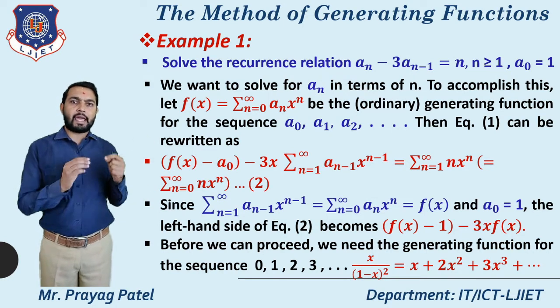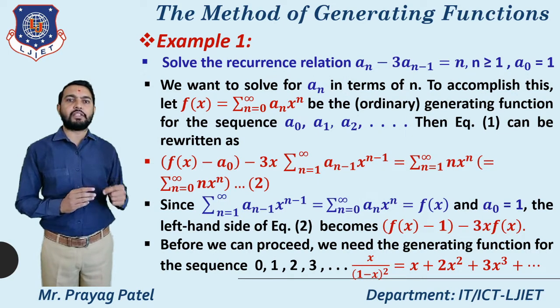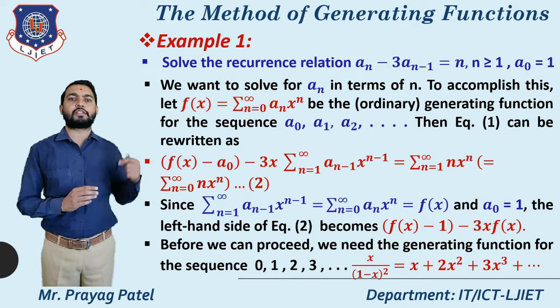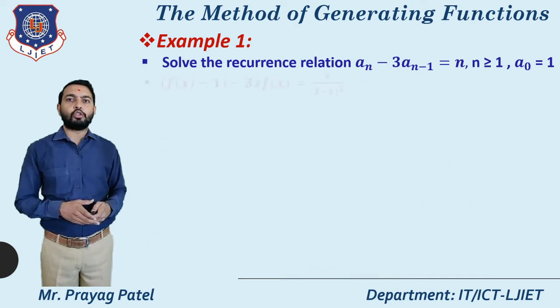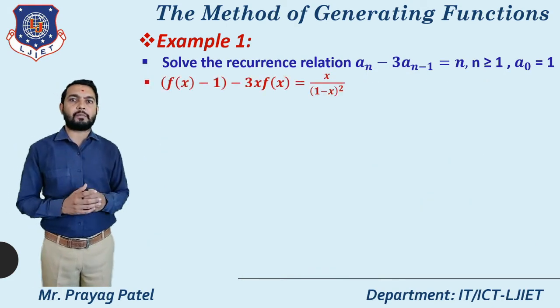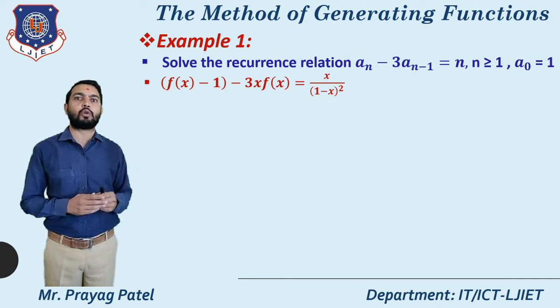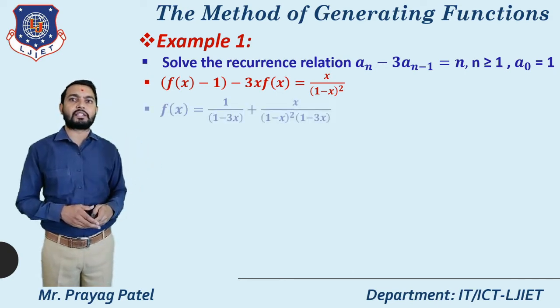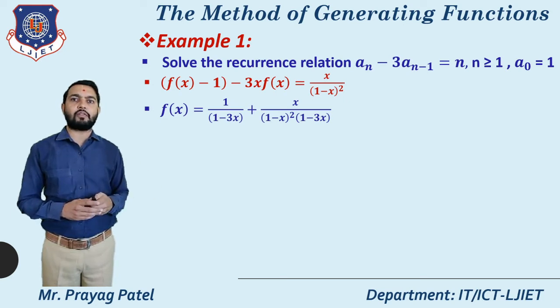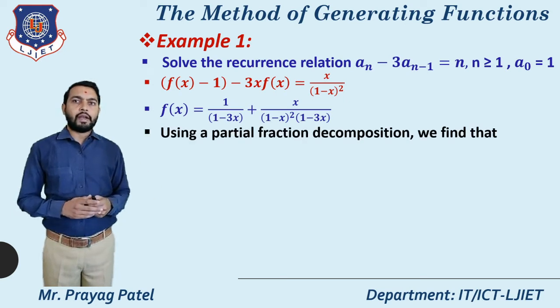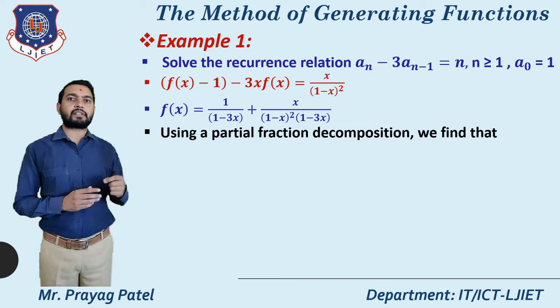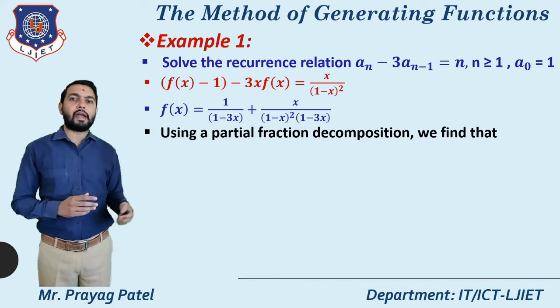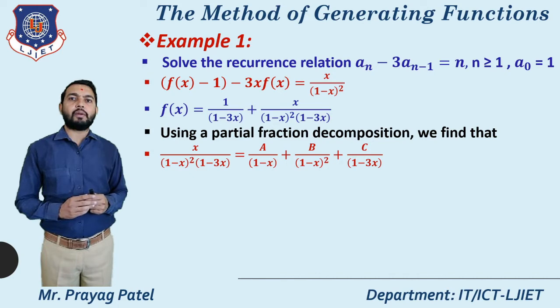So it is considered as x divided by 1 minus x squared, equal to x plus 2x squared plus 3x cubed, like this. So according to this formula, we consider the next step as f(x) minus 1 minus 3x f(x) is equal to x divided by 1 minus x squared. So here f(x) equals 1 upon 1 minus 3x plus x upon (1 minus x squared) into (1 minus 3x).